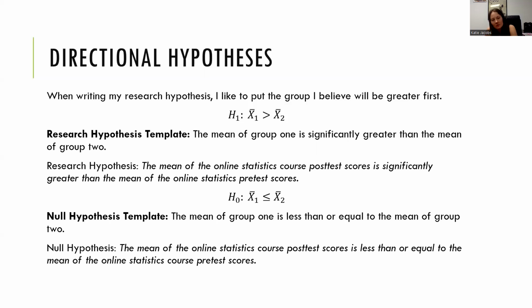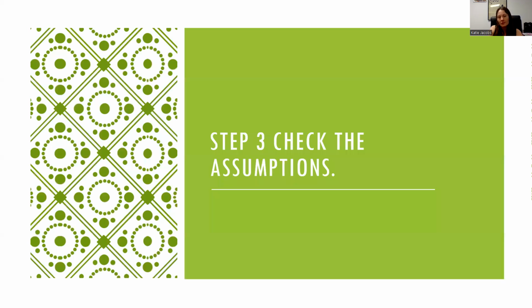Okay, so null hypothesis: the mean of the online statistics course post-test scores is less than or equal to the mean of the online statistics course pre-test scores. You're going to notice that I kept the groups in the same order. That's particularly important when we're working with the dependent samples t-test, because most of the time we're going to be using a within group design. We're using the same participants twice, and so it can be a little tricky to keep track of our groups if we try to flip them.